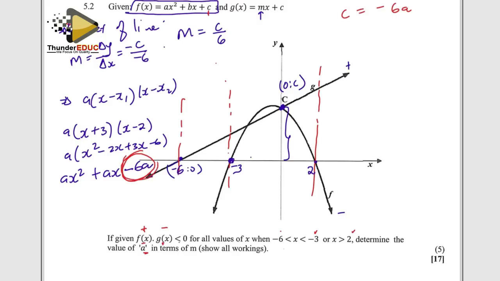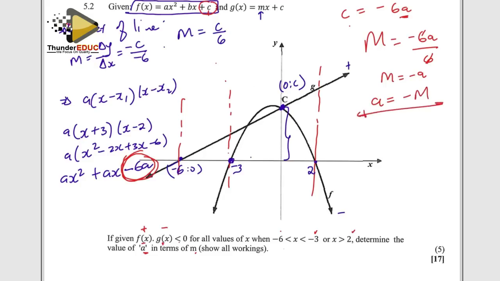This, I'm representing it as this C here. Then I don't need C because they said they want A in terms of M. So I'm going to get this C and replace it with that. So M is going to be negative 6A over 6. This cancels that, which means M is negative A. Since I want A, it's going to be negative M. So I can read it that way.